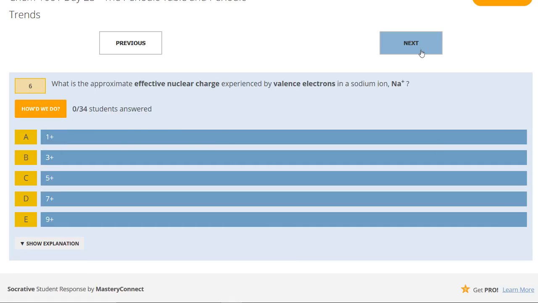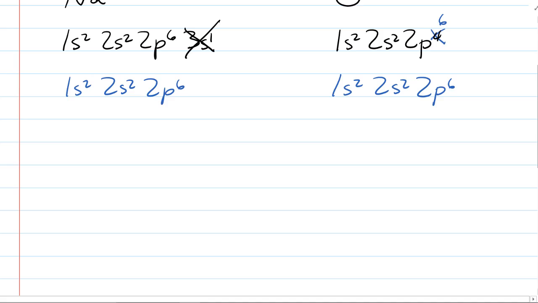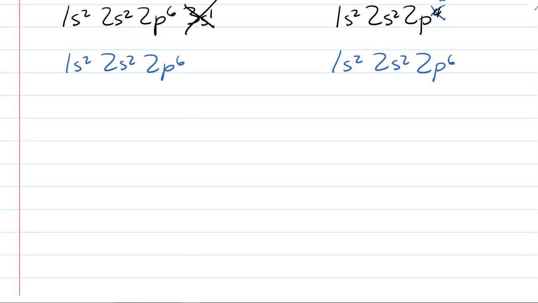And of course, once you do that, we have questions on the Socrative app. What is the approximate effective nuclear charge experienced by valence electrons in a sodium ion? And then the effective nuclear charge experienced by valence electrons in the oxide ion. So remember, if you need to, draw out your diagram.